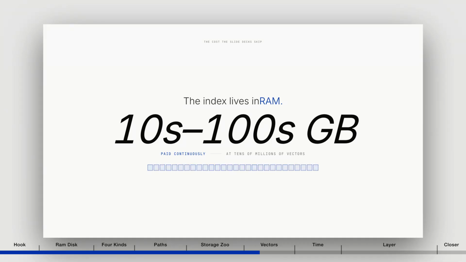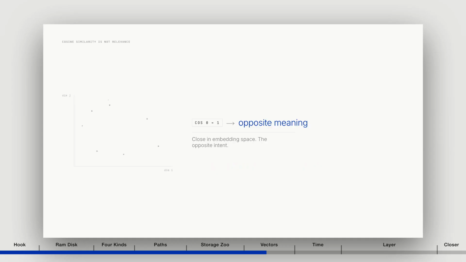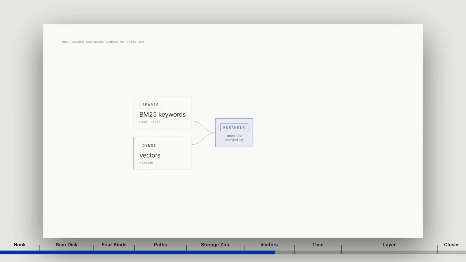That index lives in RAM. At tens of millions of vectors, it's tens to hundreds of gigabytes of memory you pay for, continuously. And cosine similarity is not relevance. "Cancel my subscription" and "renew my subscription" sit close in embedding space. They mean opposite things. The fix is what search engineers landed on years ago.